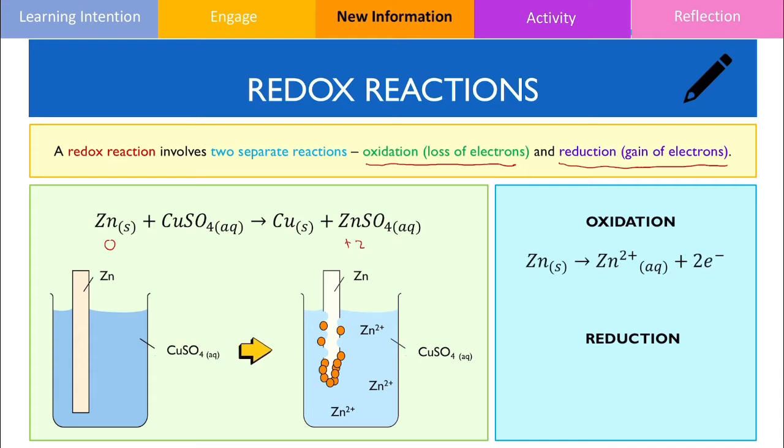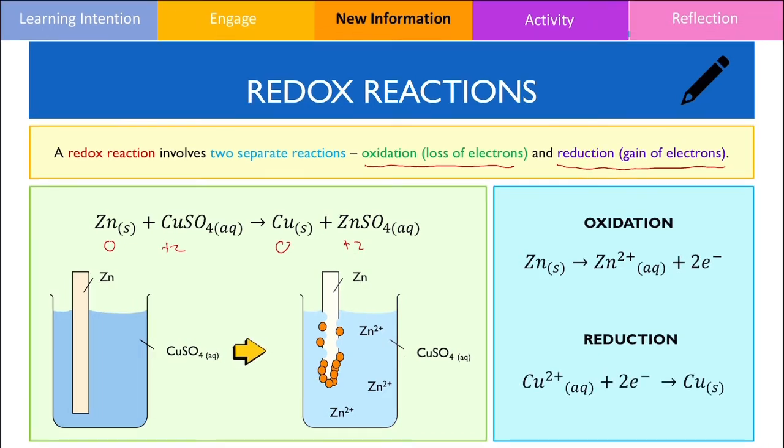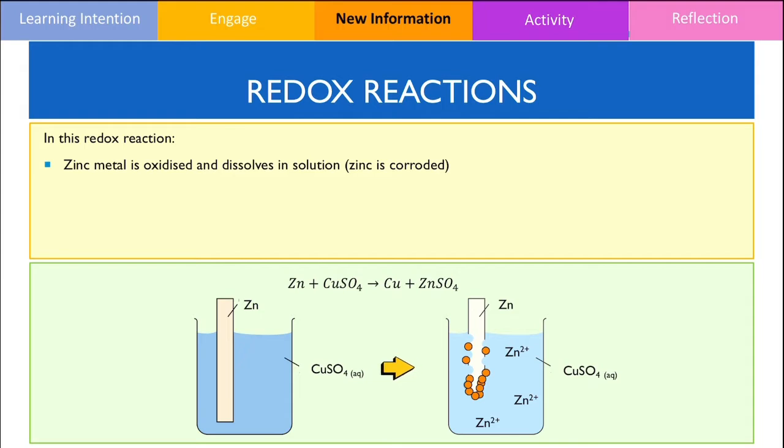Conversely, the oxidation number of copper went from a positive 2 to 0, which means that copper has gained electrons and is thus reduced. Similarly, we can represent this reaction by writing a reduction half equation. In this redox reaction, we can see that the oxidation of the zinc metal results in zinc dissolving into solution and forming zinc 2 ions. Hence, the mass of the zinc metal slowly decreases, which is shown in the diagram below.